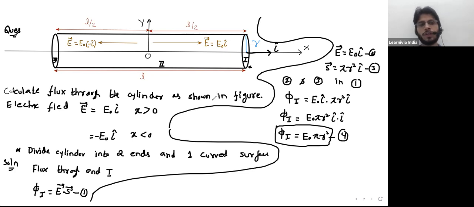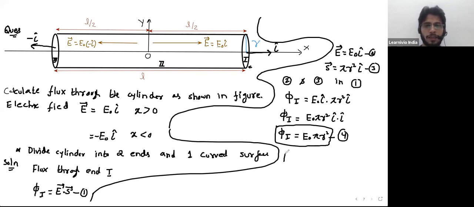Just like end 1, we can calculate the flux through this end. Sania, what should be the direction of this second end, this one? Outward. And where is this outward? Positive x-axis, negative x-axis, y-axis? Negative x-axis. Perfect. Negative x-axis. This is the direction of the area vector, minus i cap.